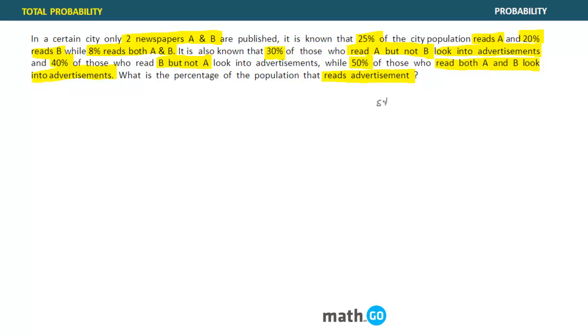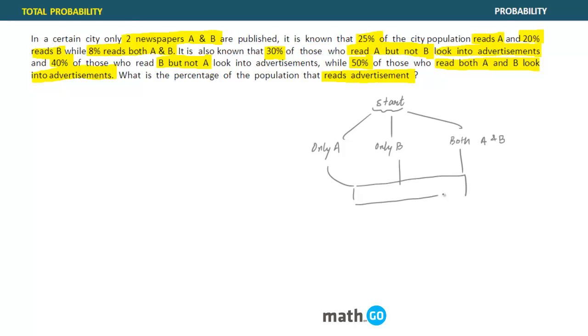We start the flow first of all, right? So at the start you have 3 categories of people: who read only A, who read only B, and who read both A and B, right? And you need to target people who read advertisements, right? This is what you need to find. So now let's start putting in the values.